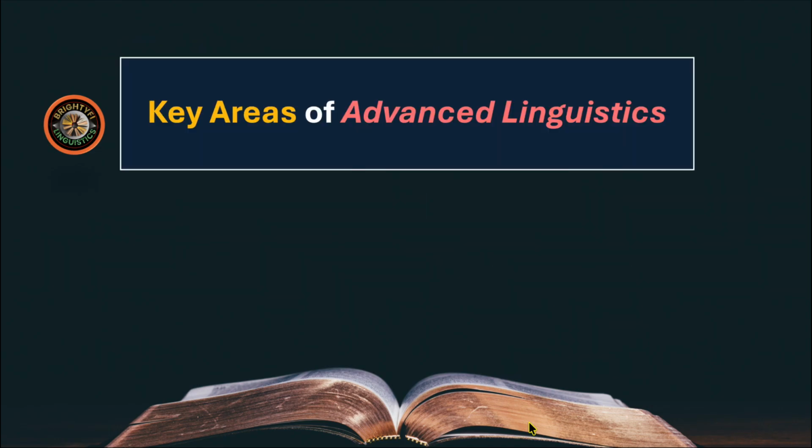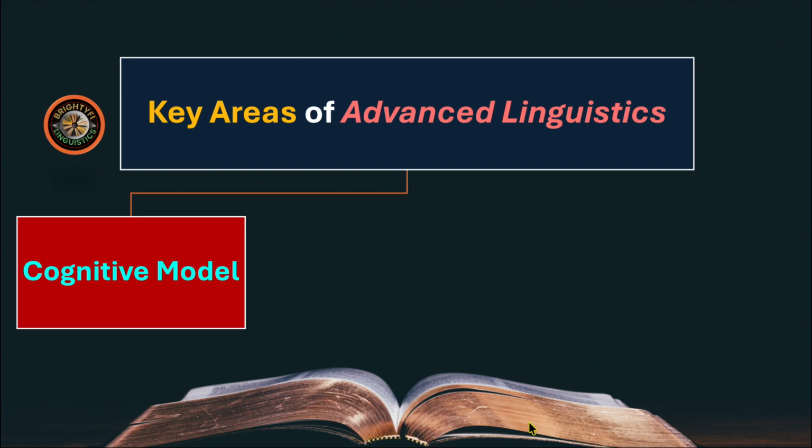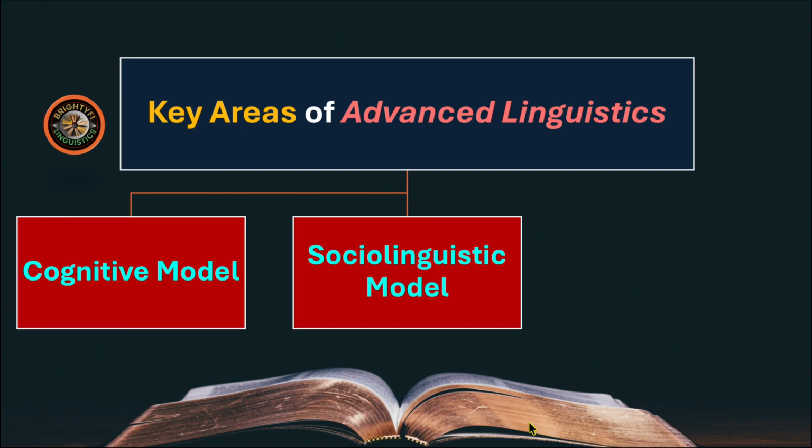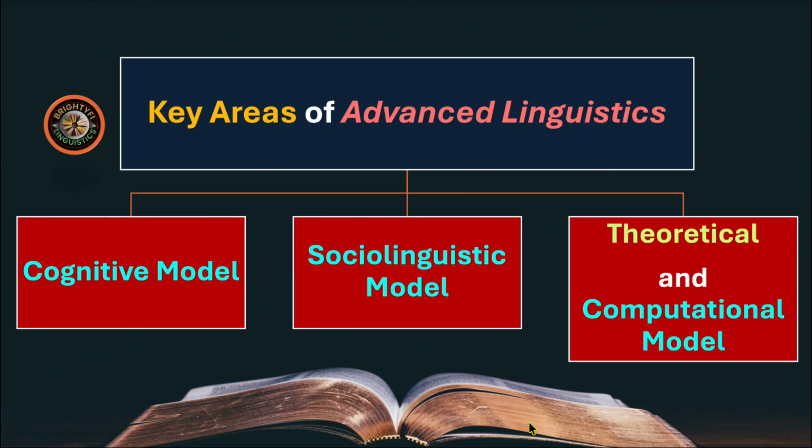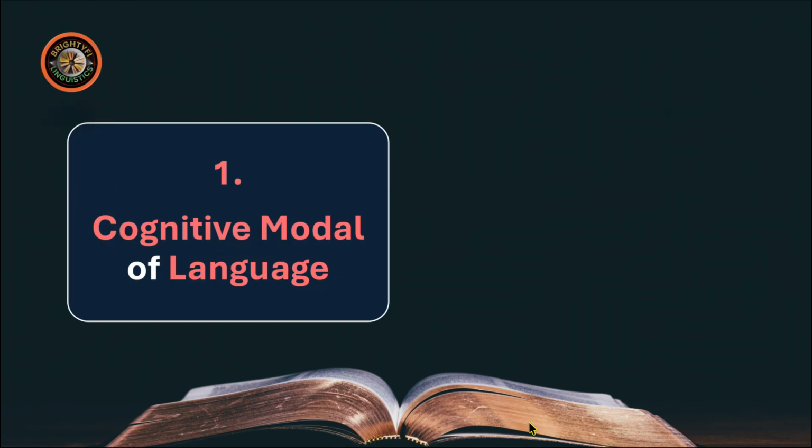Key areas of advanced linguistics. We have the cognitive model of language, the sociolinguistic model of language, and the theoretical and computational model of language. Let's discuss each one of them in detail. The first one is the cognitive model of language.